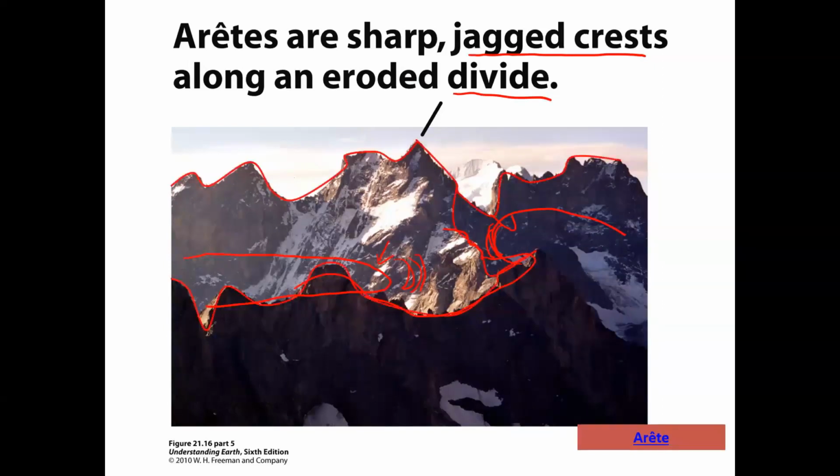So let me clean this up for you. In red here, I've outlined the whole system of arêtes in this area so that you can clearly see where those are. And then at the very peak is what we would call the horn. So this here, what this is actually pointing to, that's the horn, which is the terminus of all the arêtes and the highest spot. Let's take a look at one.